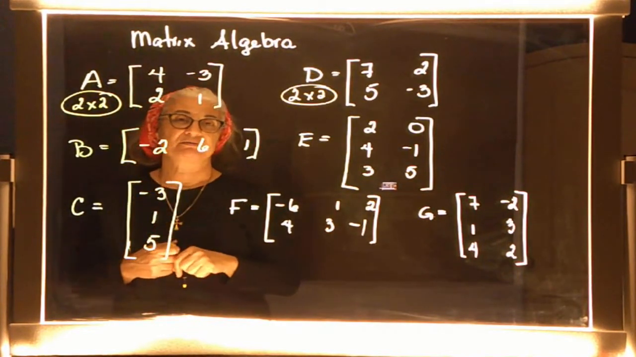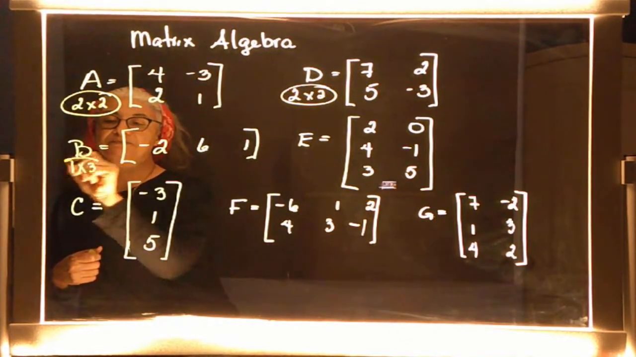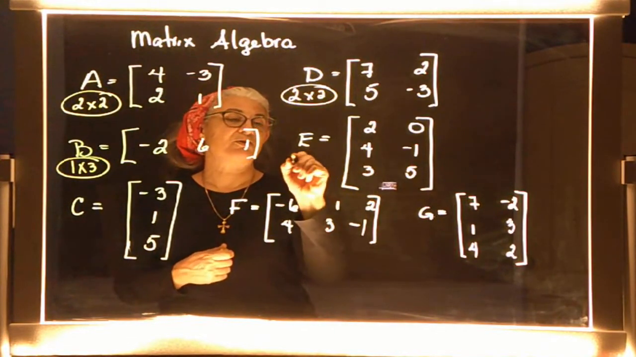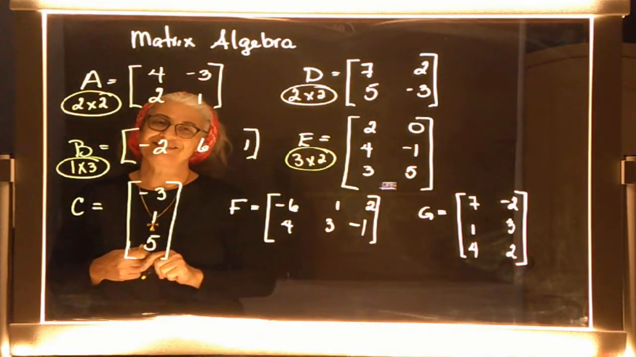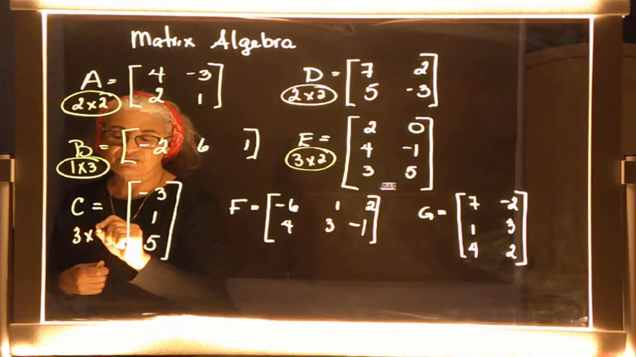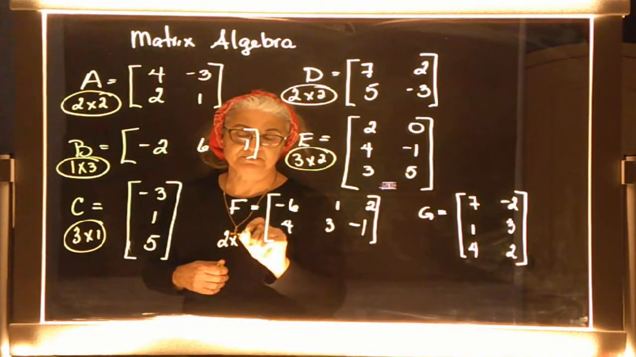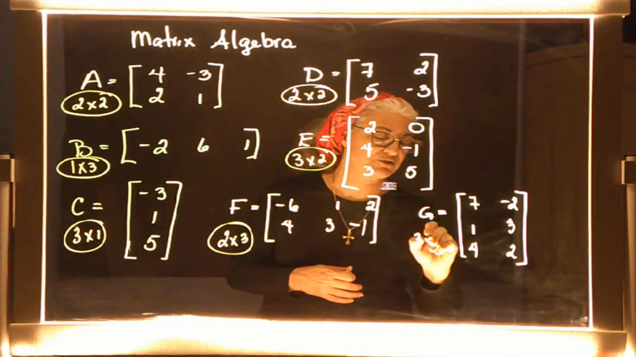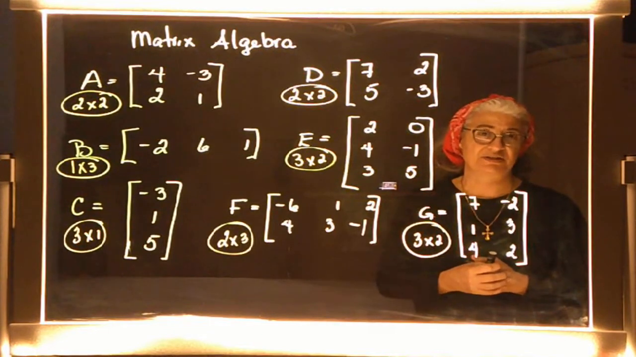How about matrix B? Yeah, don't get fooled. It's 1 row, 3 columns. So it's a 1 by 3. How about matrix C? Good. 3 rows, 2 columns. So it's a 3 by 2. Matrix E? Yeah, that's another one you got to be careful of. It's 1, 2, 3 rows, 1 column. So this is a 3 by 1. How about F? Good. That's a 2 by 3. And finally G. Good. 3 rows, 2 columns. That's a 3 by 2. So here is the order of these 7 matrices.